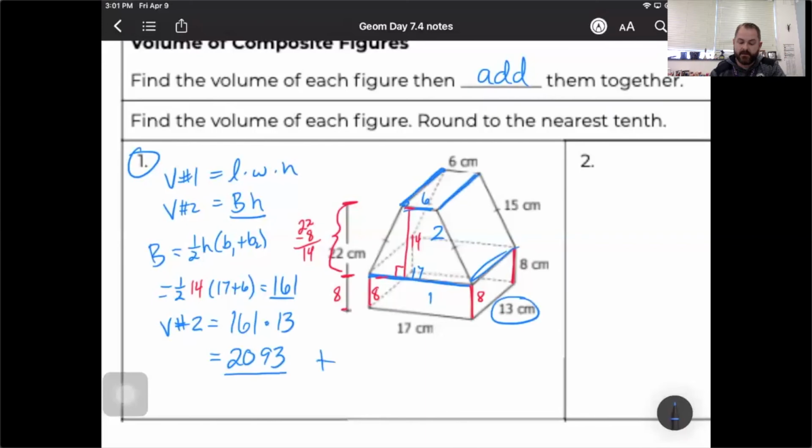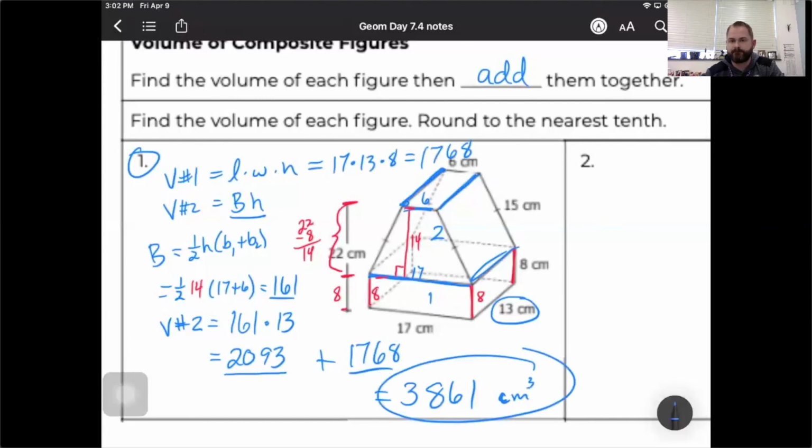But we have to add in the first volume that we looked at from the bottom part, and that's just length times width times height. 17 times 13 times the height of 8. Okay, when I do those, I get a total of 1,768. So I'm going to add those two together. When I add these two together, I get a total combined volume of 3,861 cubic centimeters.